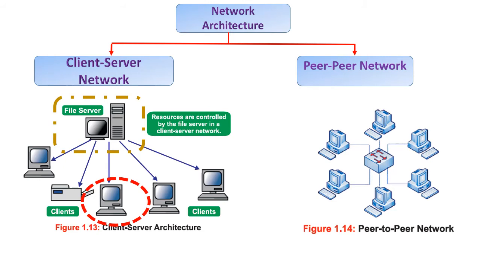Now we can see network architecture with its two categories. First one is the client-server network, and the other one is the peer-to-peer network. In the client-server network architecture, we can see a file server and the clients. Clients are connected to the file server, and the resources in the file server will be provided to the clients according to their request. But in the case of a peer-to-peer network, there won't be any dedicated server like the file server which we have seen in the client-server. In a peer-to-peer network, all the machines will be of the same capability. They themselves will act as client as well as server.